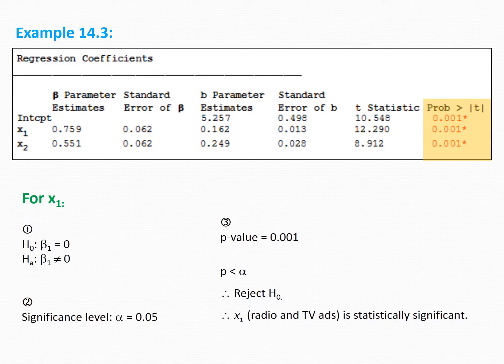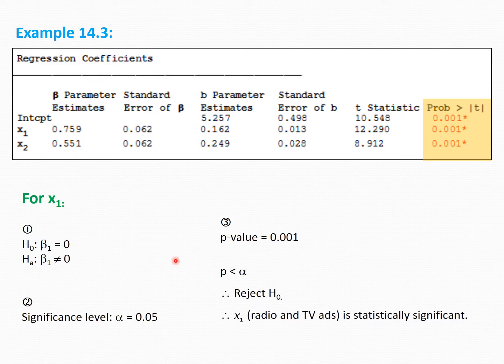In the null hypothesis, we will state that beta 1 is equal to 0, and in the alternative hypothesis that beta 1 is not equal to 0, since beta 1 will be the regression coefficient of x1. Then let's say we test it at a 5% significance level, then alpha will be equal to 0.05 in step 2, and then you can see here that the p-value for x1 will be 0.001, so that will be my p-value.